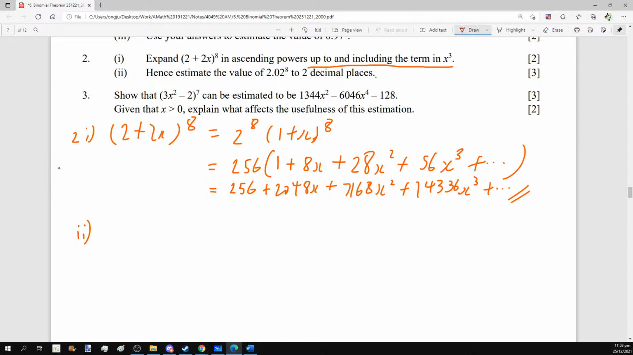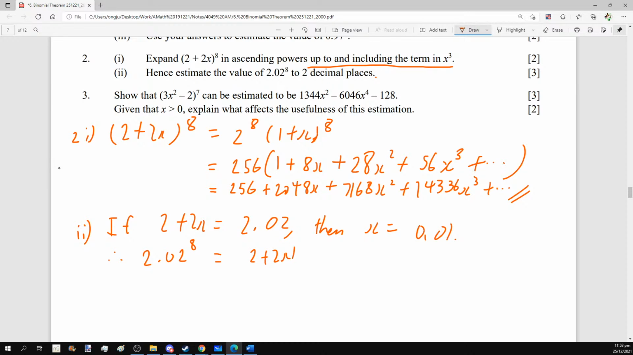From here, they want us to estimate the value of 2.02 to the power of 8. So if the inside 2 plus 2x was to be equal to 2.02, then of course x will be equal to 0.01. I'm sure you can figure this out. And therefore, we can estimate 2.02 to the power of 8. We will say that this is equal to 2 plus 2x to the power of 8 when x is equal to 0.01. And from here, we will estimate it to be equal to our answer in part 1.